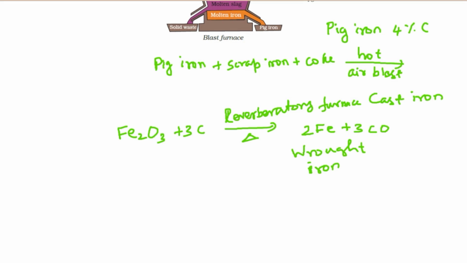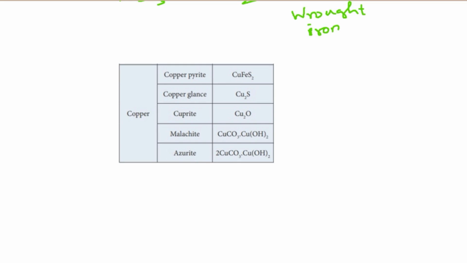Next we shall discuss the extraction of copper from its ore. Copper pyrite, copper glance, cuprite, malachite, azurite are the important ores of copper, and copper is extracted from copper pyrite.